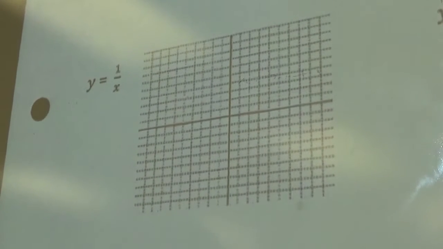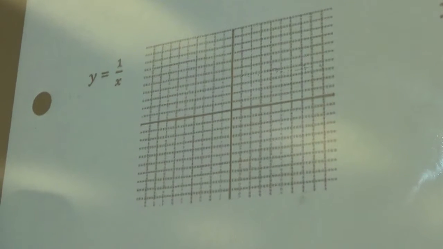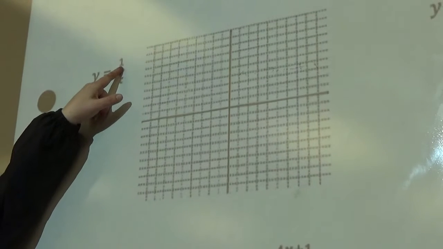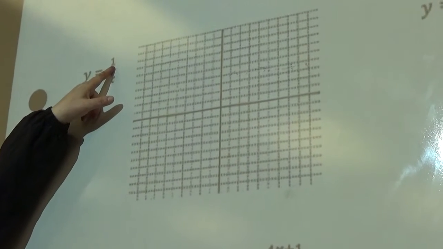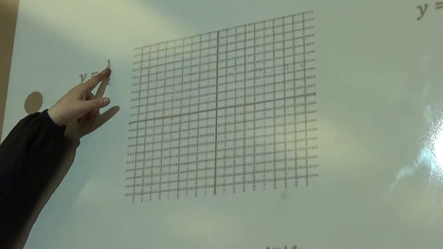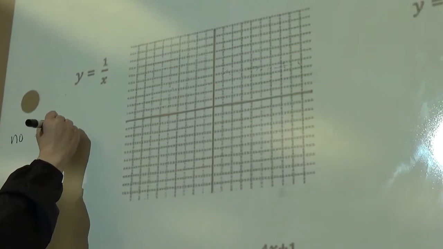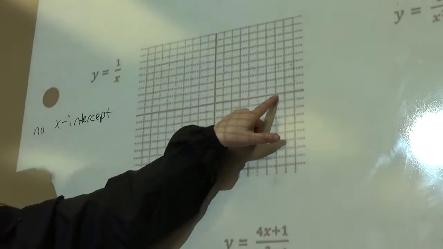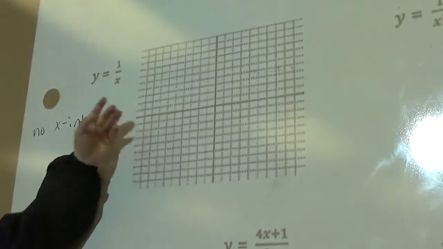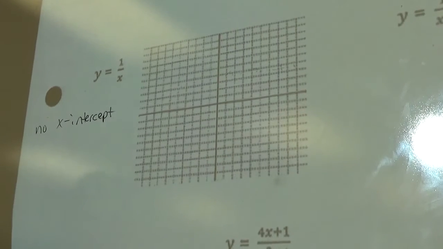So let's go back to our rules. The x-intercept is the real zero of the numerator. Look at our numerator. Do we have any way that that numerator could be zero? No, there's no way one could be zero, right? So there's no x-intercept. So what this tells me is my graph is not going to be on the x-axis at all because there's no x-intercept.